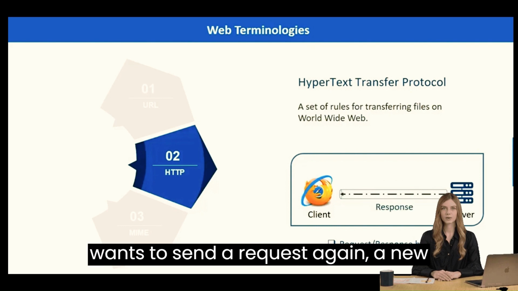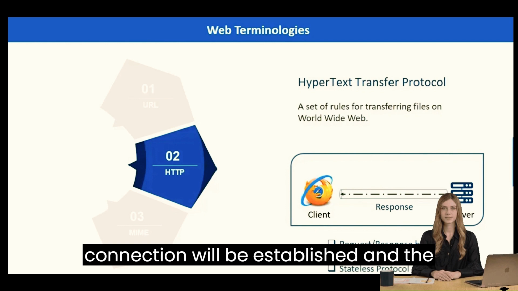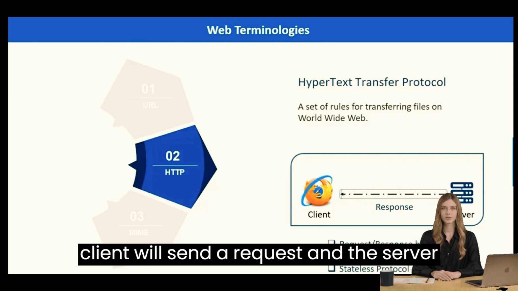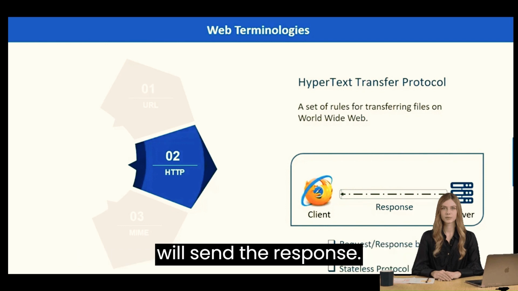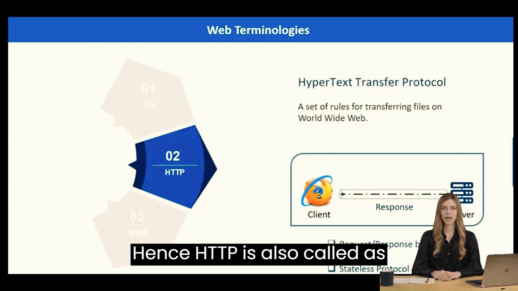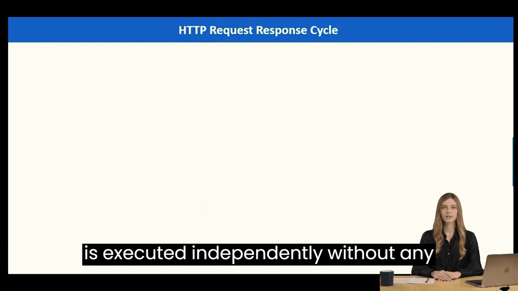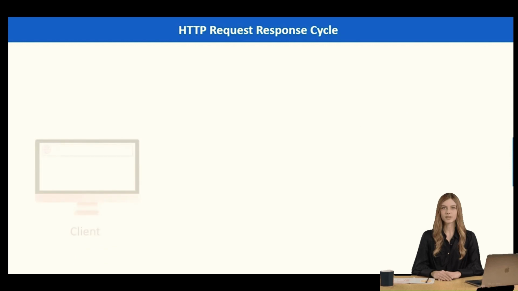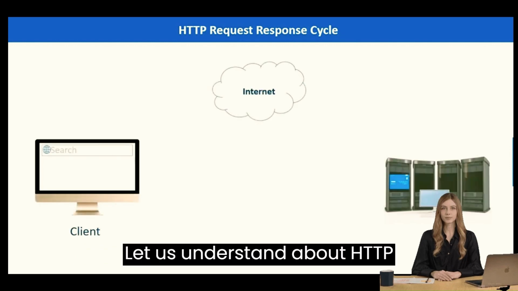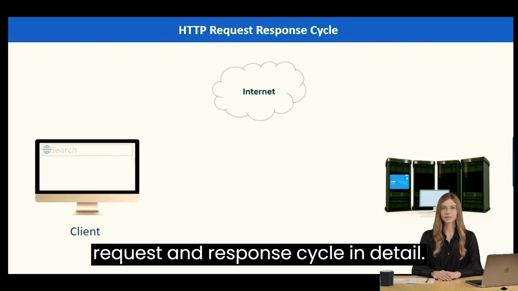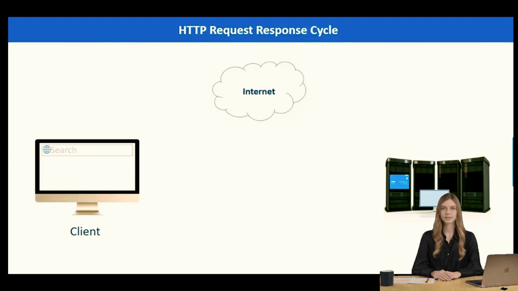And if the client wants to send a request again, a new connection will be established, and the client will send a request and the server will send the response. Hence, HTTP is also called a stateless protocol because each request is executed independently without any knowledge of the previous request. Let us understand the HTTP request and response cycle in detail.